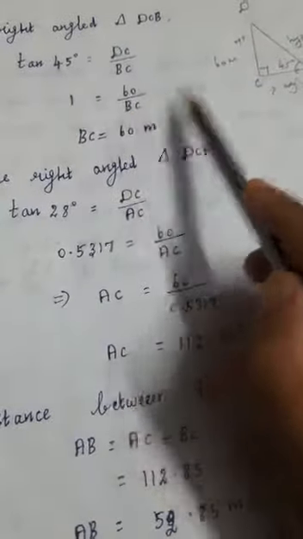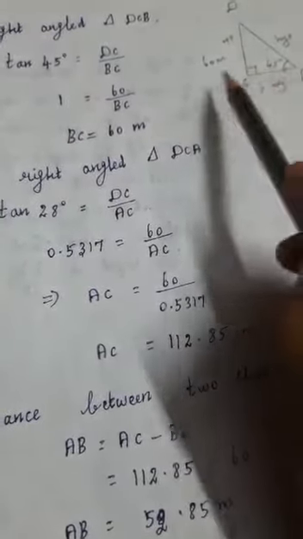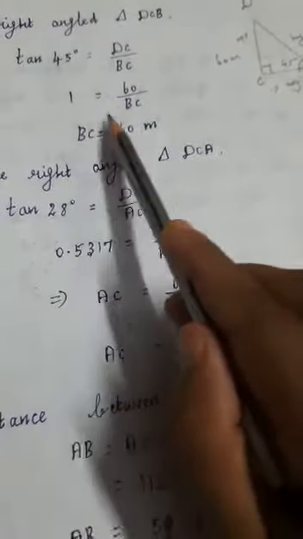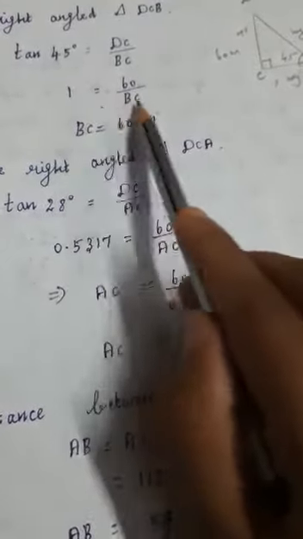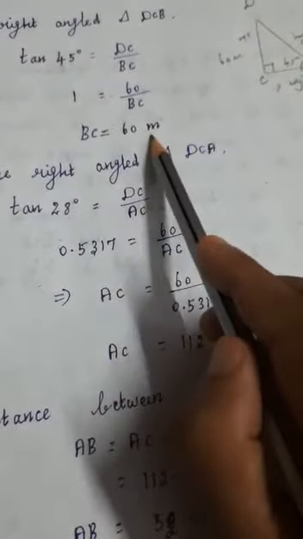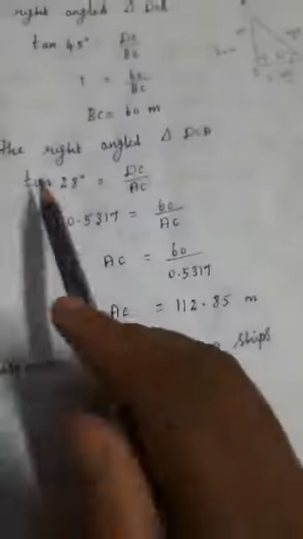Is equal to DC, that means 60 meter divided by BC, which we don't know, so we need to find out. So BC you can write. BC into 1, BC only it will come, BC is equal to 60 meter, you have to write.